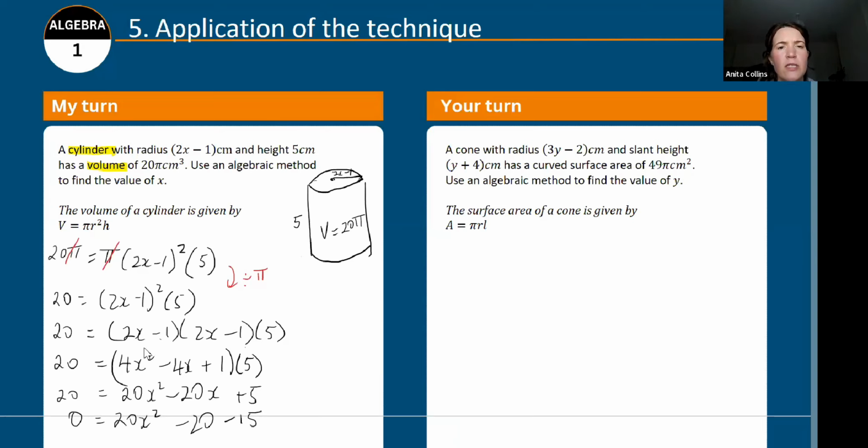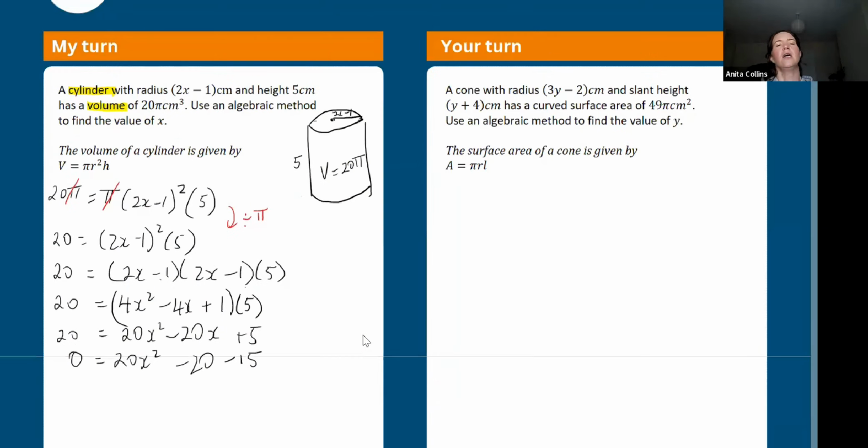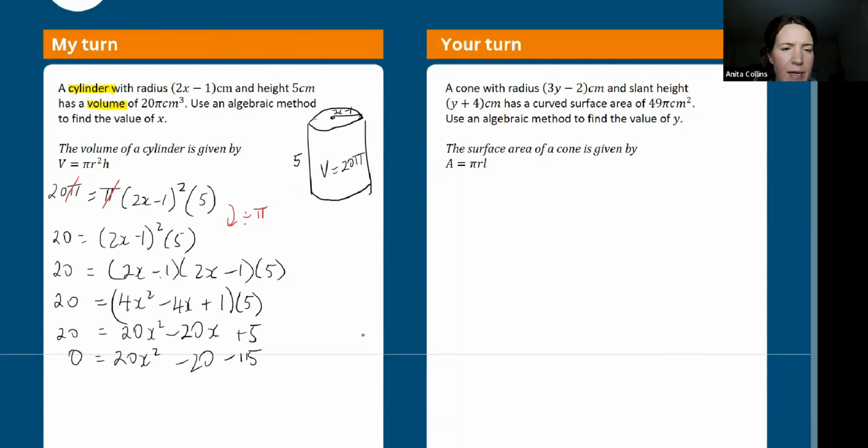So another thing to notice here is that I've got my coefficients. Oops, I left out my x. My coefficients are 20x squared minus 20x, and then my constant is negative 15. I could divide all of these by 5. Now, you don't have to do this. It'll work out even if you don't, but it'll just make your solving a little bit easier if you notice this. So I'm going to double bracket it.